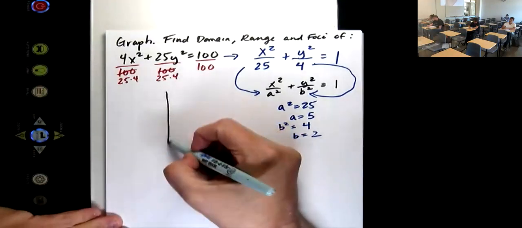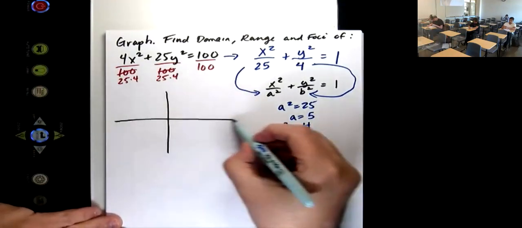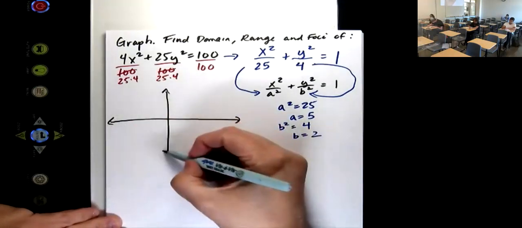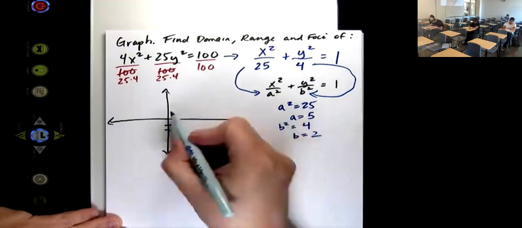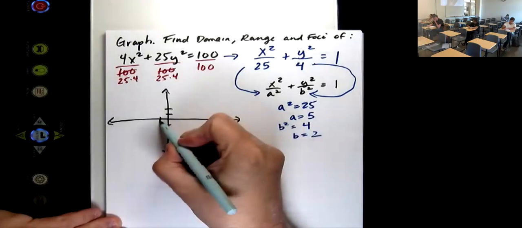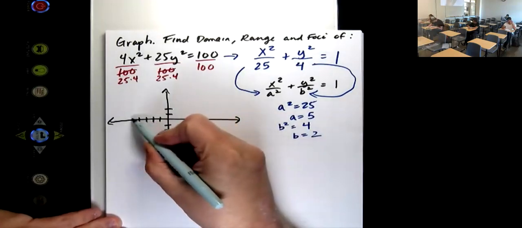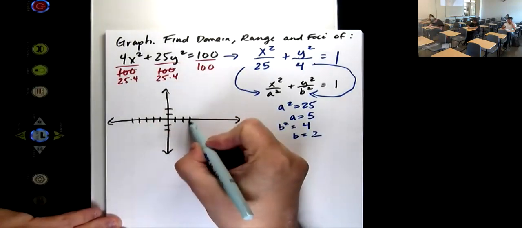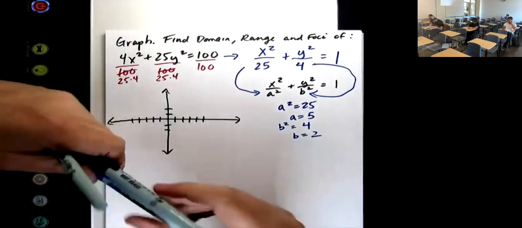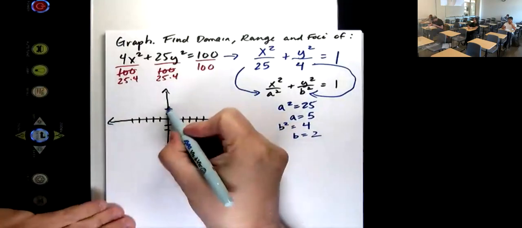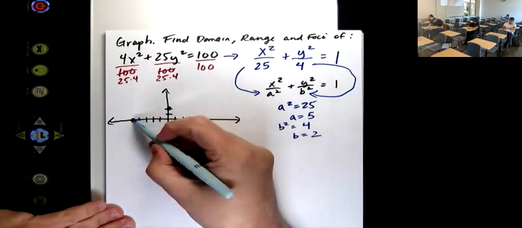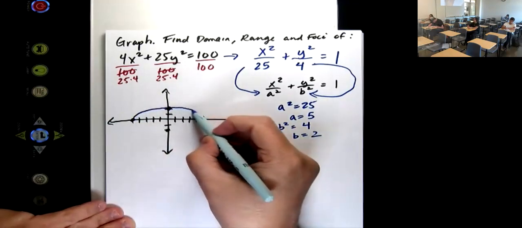I don't have an H, K, so it's 0. It's the origin. B is the vertical amount. I know I got to go up and down 2. A is the left and right amount. I got to go left and right 5. Put some points there, and do your best to sketch an ellipse.